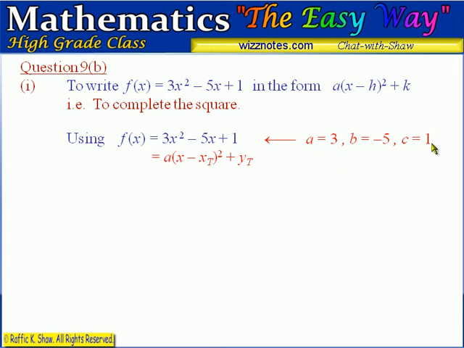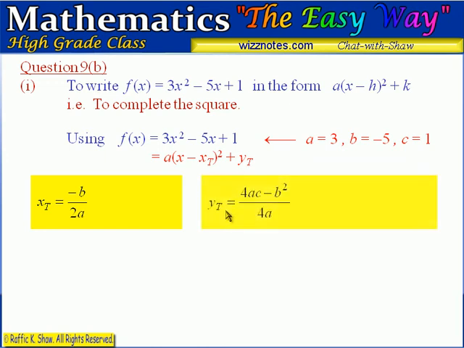And then, as I have said, a, b, and c can be used to calculate xt and yt here. And the a here is the same a here, which is the coefficient of x squared. And the definition for xt, the x value at the turning point, is -b divided by 2a. The b is the coefficient of x, and the a is the coefficient of x squared. And the yt is calculated using this formula: yt equals 4ac minus b squared, divided by 4a. A, b, and c again are the coefficients of the terms in the standard form as listed here.